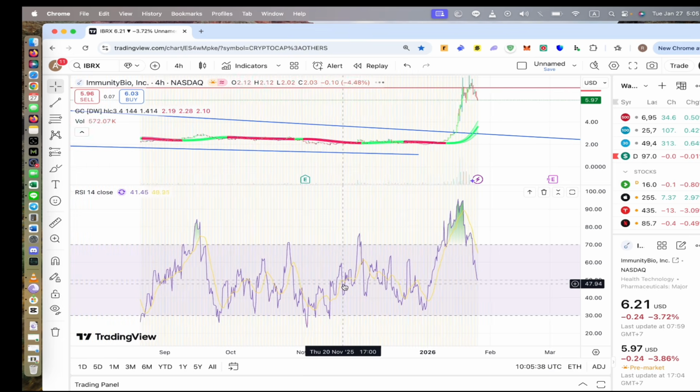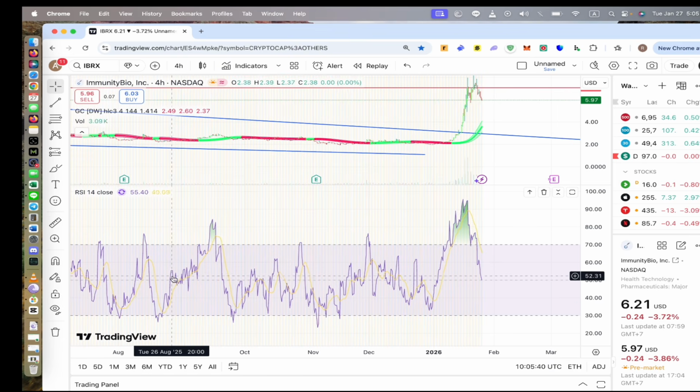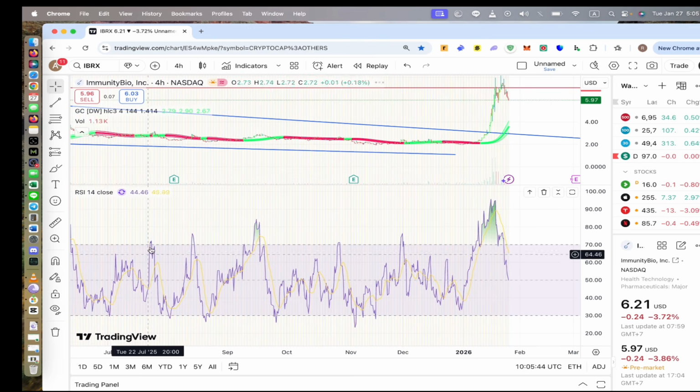In a bull market, like let's go back, look at this, it's bouncing off the 50. But generally, in the past, it's gone up and come all the way back to 30 on the 4 hour.